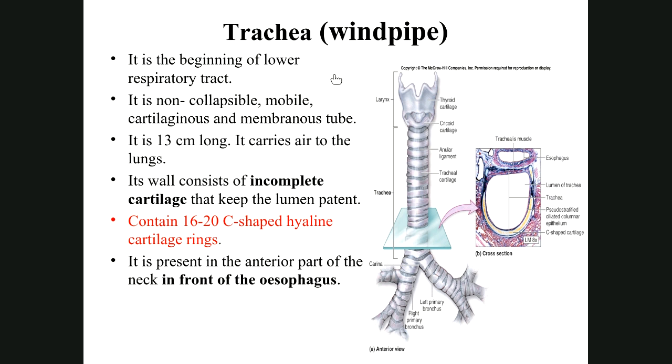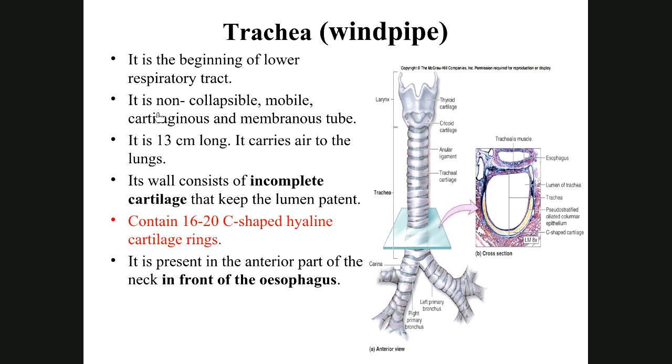Now another structure present in the respiratory system is the trachea. The trachea is also called the windpipe. From this trachea the lower respiratory tract starts. Where you find the trachea, that part is called the lower respiratory tract. Above the trachea, the parts of the respiratory organs are called the upper respiratory tract.